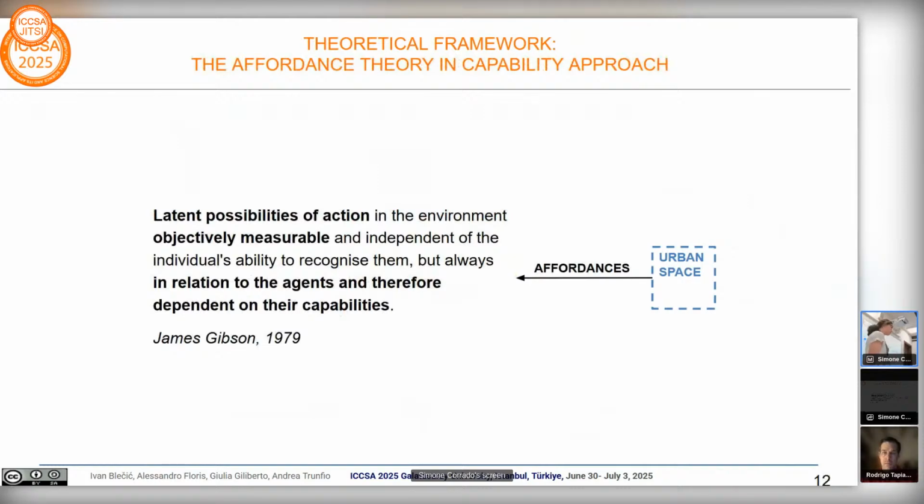So the opportunities that are relevant to the achievement of specific urban capabilities can be considered as a broad set of conditions related to the urban space, and within this we can recognize the affordances, in the sense of Gibson, as a subset of these opportunities which are directly linked to the physical characteristics of a space.